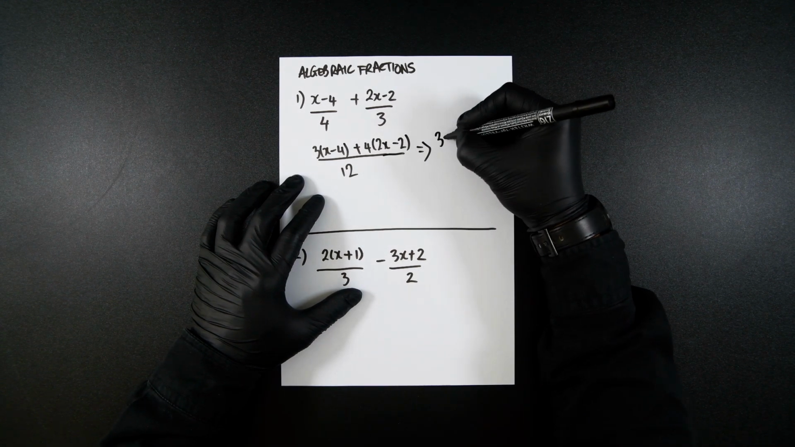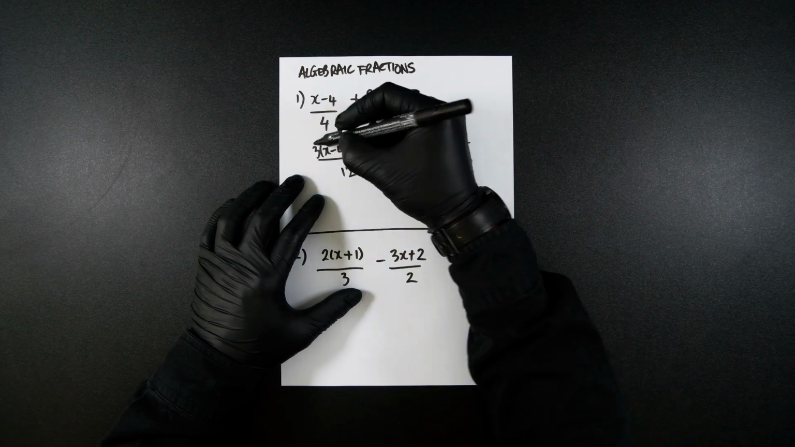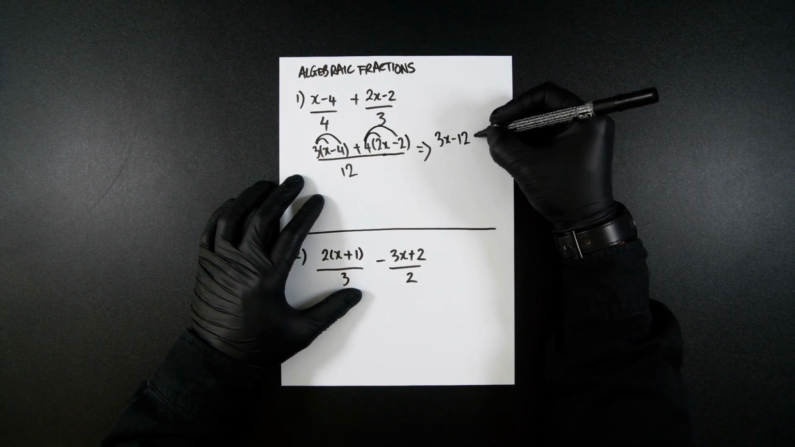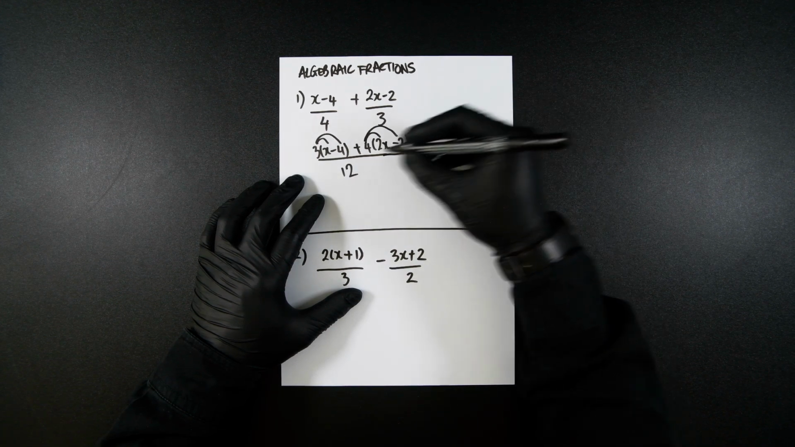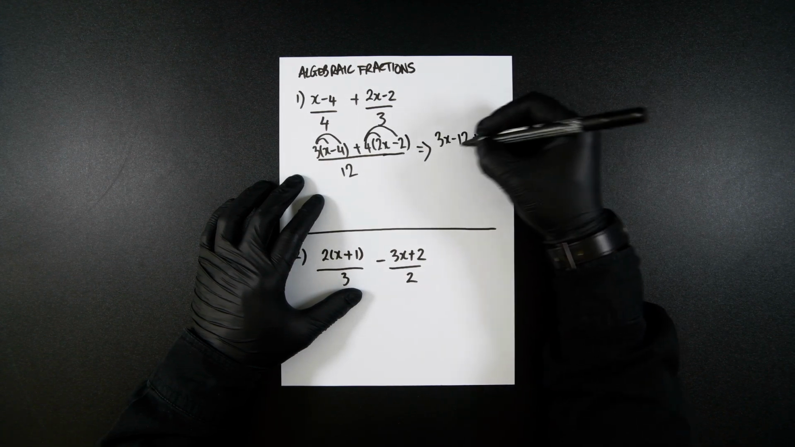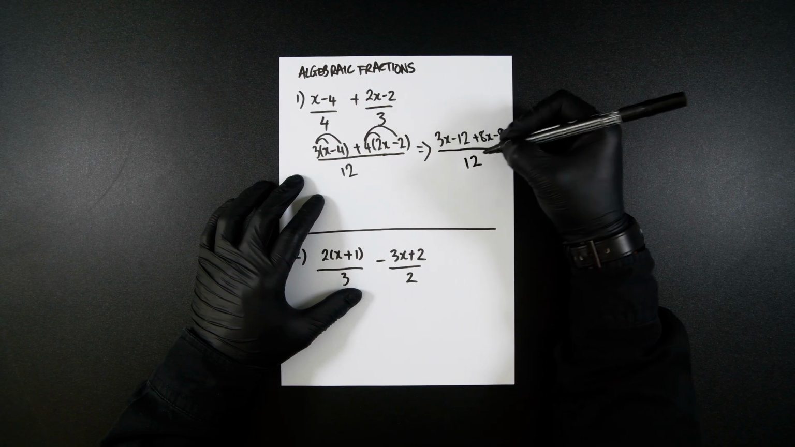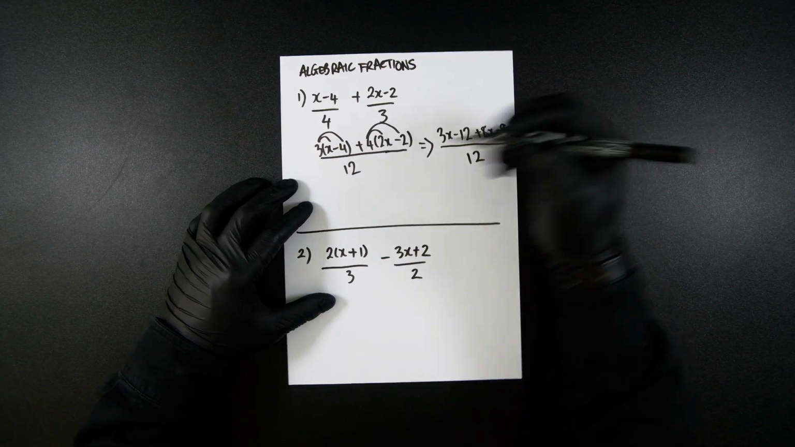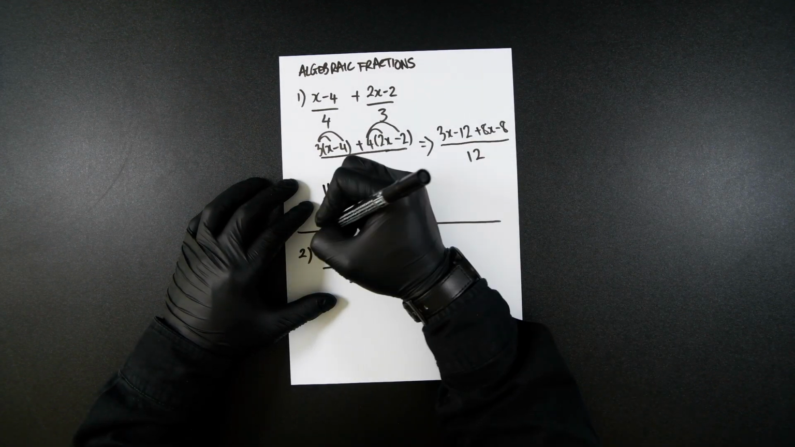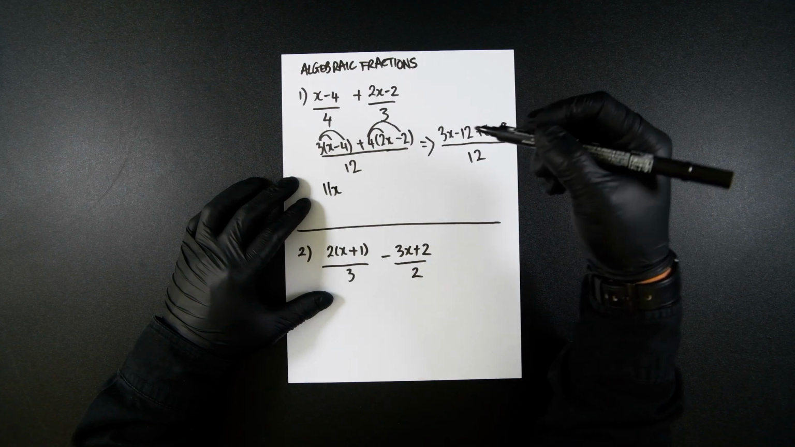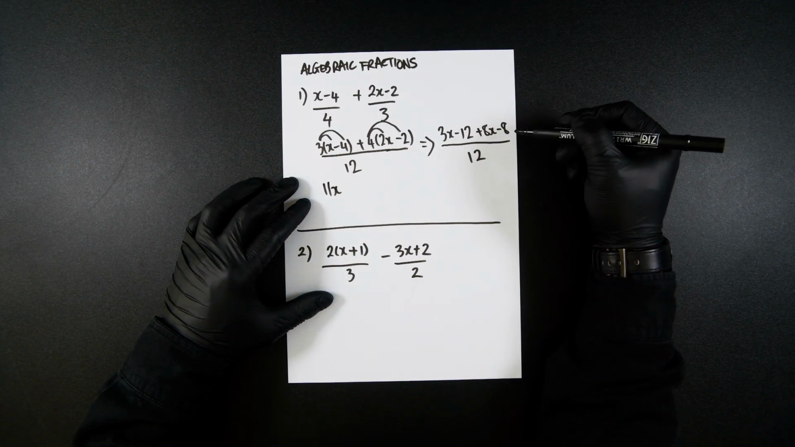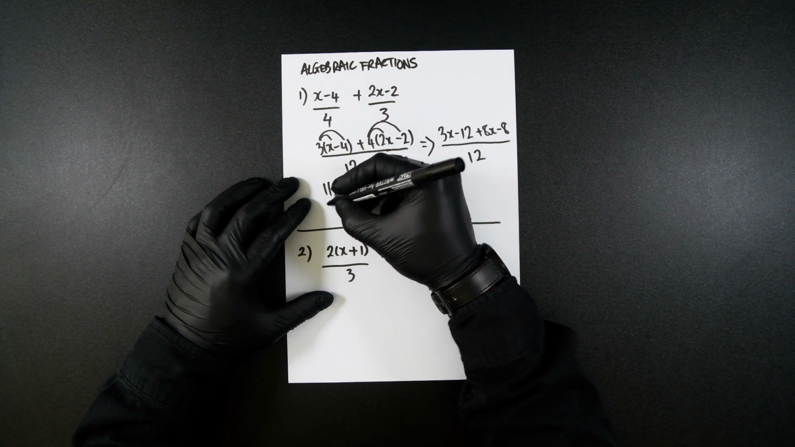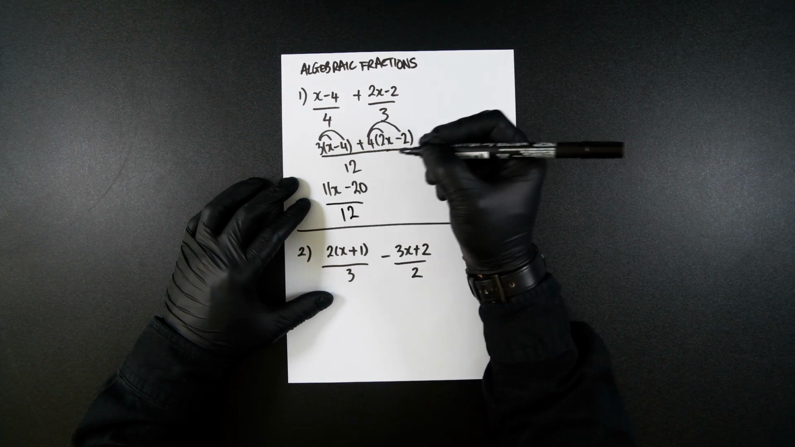We can now expand this. It's going to be 3x minus 12. And let's expand that: 4 and 2x, which is 8x, and 4 and minus 2, which is minus 8. All divided by 12. We can now clean this up because we have a 3x and an 8x, which is going to be 11x. And then we have minus 12 and minus 8, which is going to be minus 20. That's going to be all over 12.